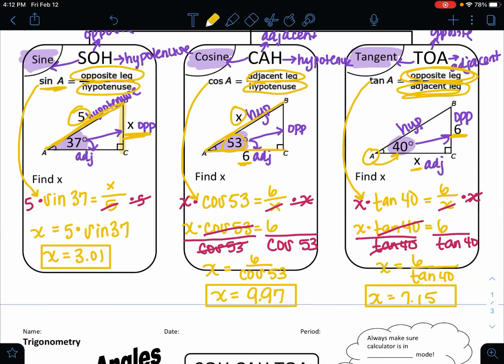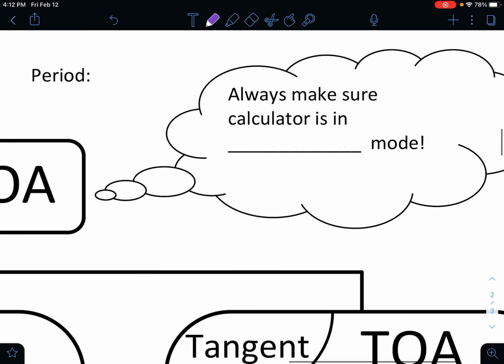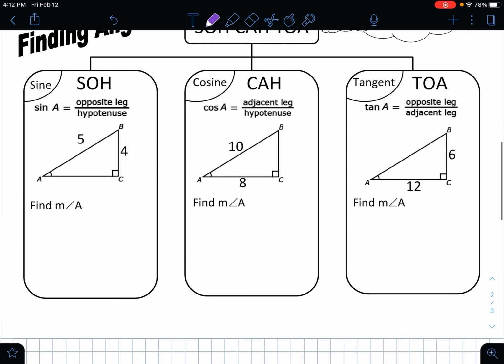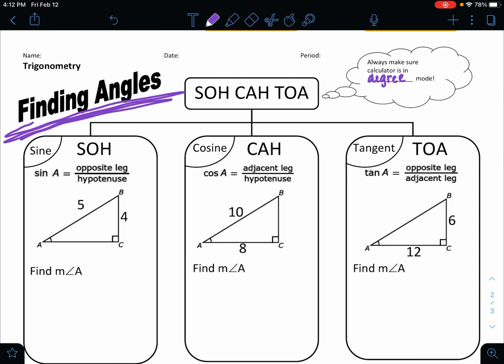Okay, so that's it. That's the first page of the notes. Let's go on to the next page. So again, make sure your calculator is always in degree mode. All right, now we have sine. Now this time we have to find the angle. So this is when you're looking for the angle.